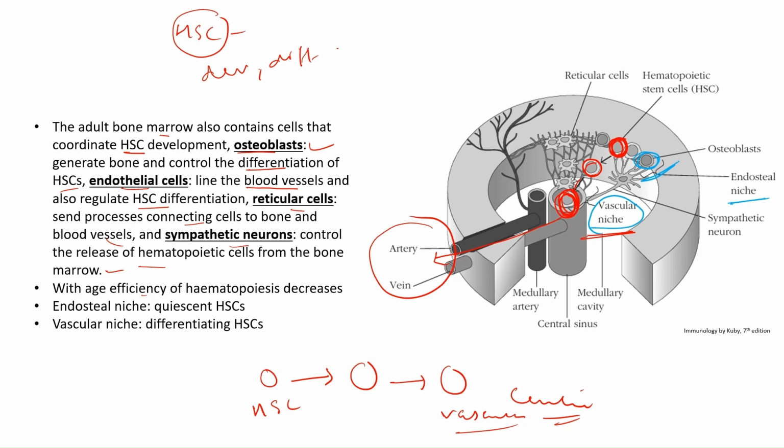Now with age, the efficiency of hematopoiesis decreases. The endosteal niche contains quiescent HSC, that means undifferentiated ones, and the vascular niche contains differentiated hematopoietic cells.